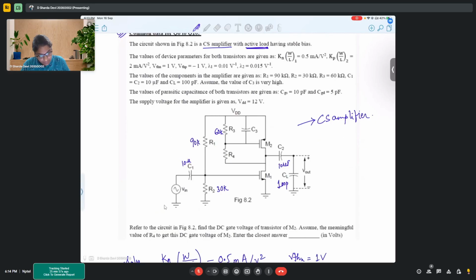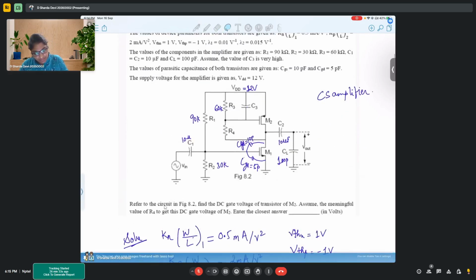And we have been given CGD of 10 picofarad, and CGS of 5 picofarad. VDD is 12 volts. So this is the total circuit that we have.